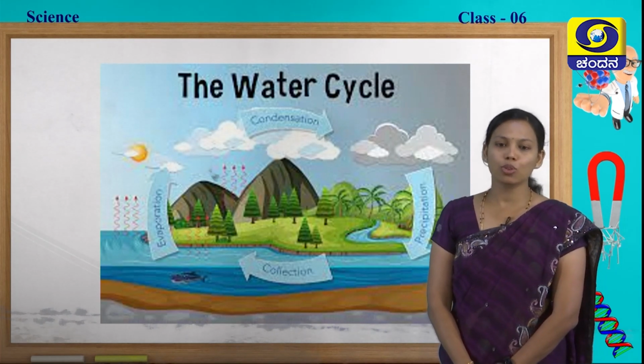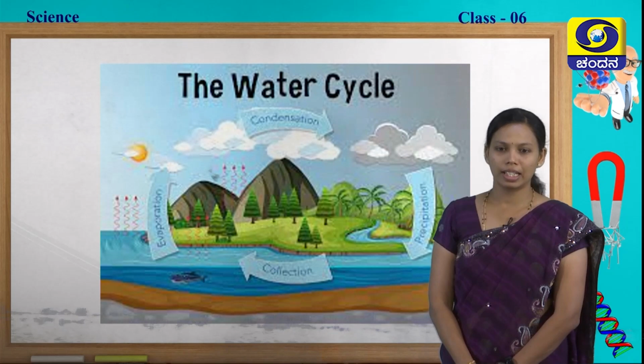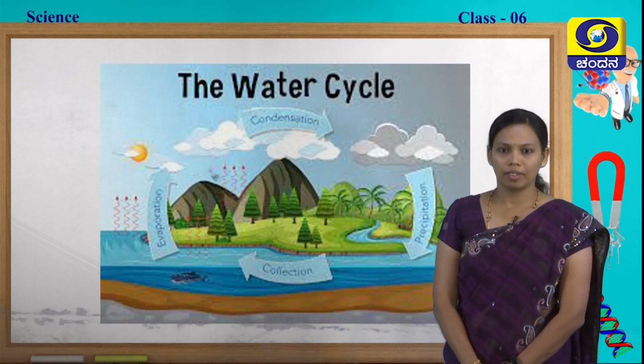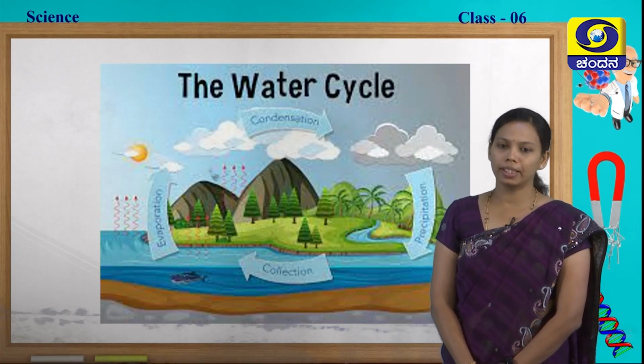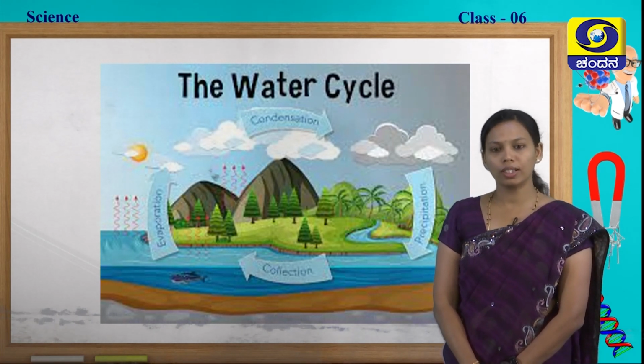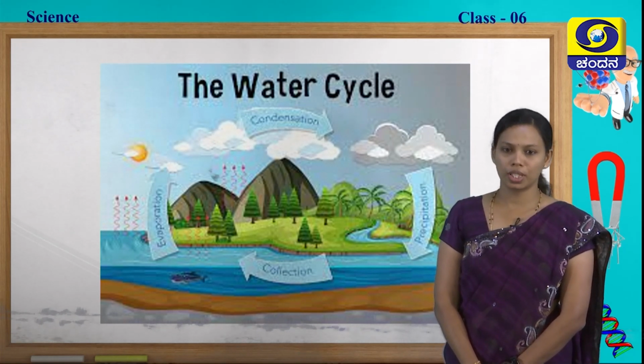What is the main source of water on the earth? It is nothing but rain. We get the water from the rain only. All the rivers, ponds, lakes are filled with the water by the rain only. So, we say that rain is the main source of water. At last, all the water reaches the oceans.